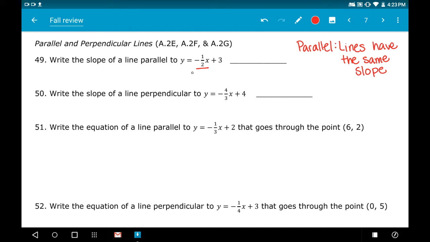So we learned that the slope is right before the x. So something parallel to negative 1/2 x, the slope would just have to be the same. So our slope would be negative 1/2.